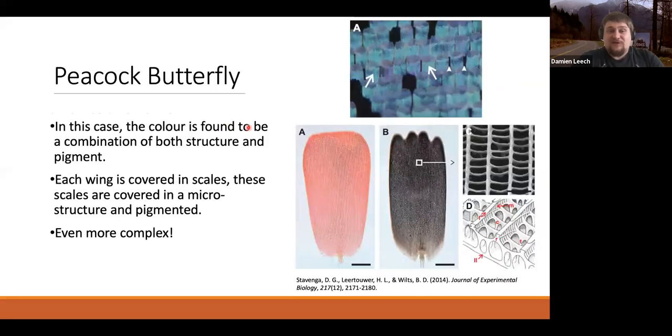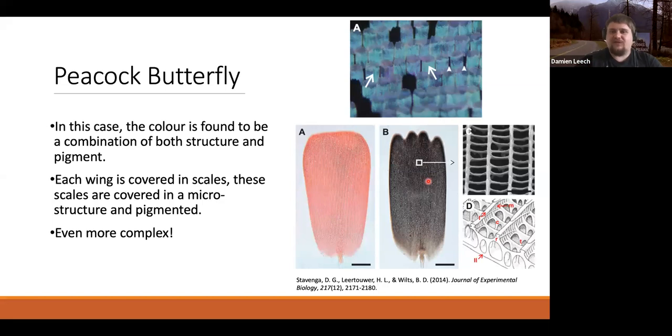Going on from there, the peacock butterfly. Thankfully, I have seen one of these, and they're absolutely amazing. But they are even more complicated. So they use both structural color and pigment. Same as before, they have all these little tiny scales on them. And when you look at these scales, they're roughly similar in shape, similar again to before with the green hairstreak. But the difference is that they have a fine layer of pigment on each one.